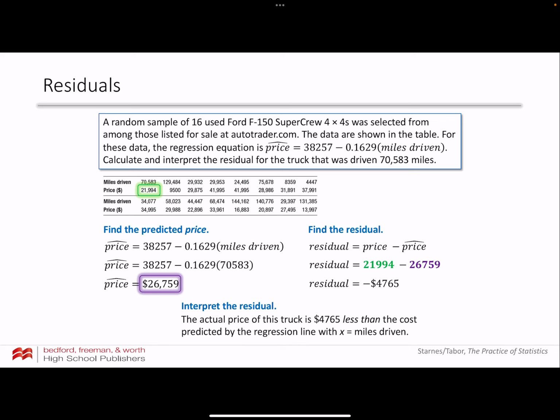You're going to be asked a lot to interpret residuals, and your interpretation always has to be similar to this: in context, specifically saying less than or greater than, depending on whether the residual is positive or negative.